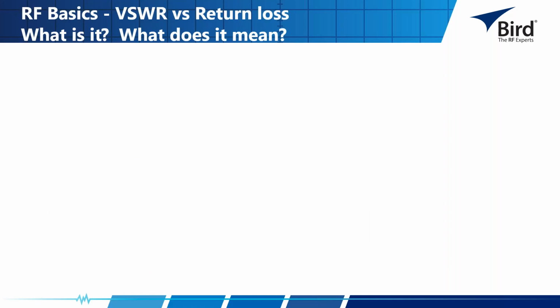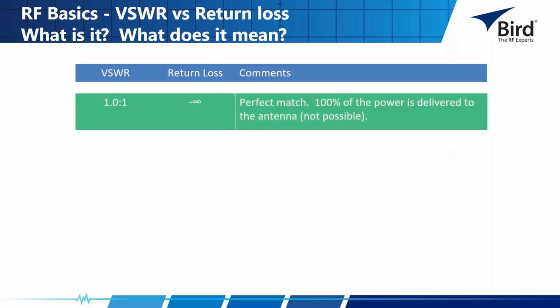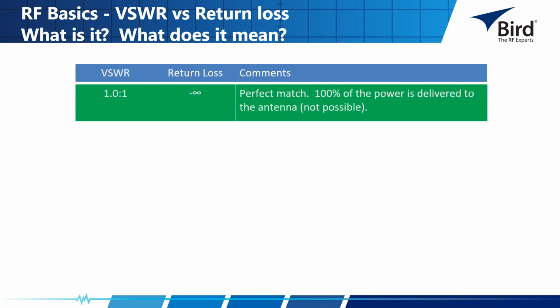So VSWR versus return loss. What is it? What does it mean? A perfect VSWR is going to be 1.0 to 1. If we look at the return loss scale, a perfect return loss is going to be negative infinity. What this means is we have a perfect match. 100% of the power is delivered to the load or antenna.